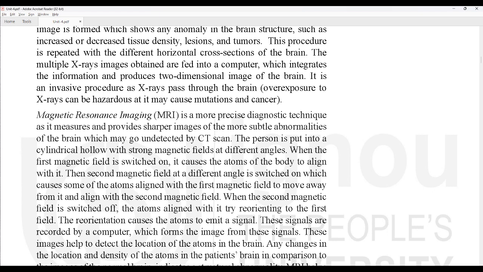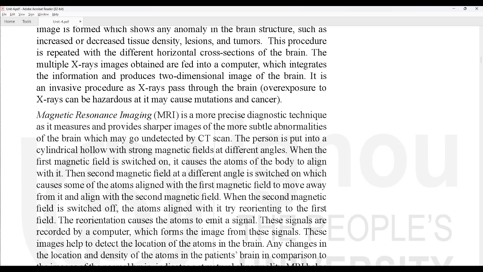The person is put into a cylindrical hollow with strong magnetic fields at different angles. When the first magnetic field is switched on, it causes the atoms of the body to align with it. Then a second magnetic field at a different angle is switched on, which causes some of the atoms aligned with the first magnetic field to move away from it and align with the second magnetic field.